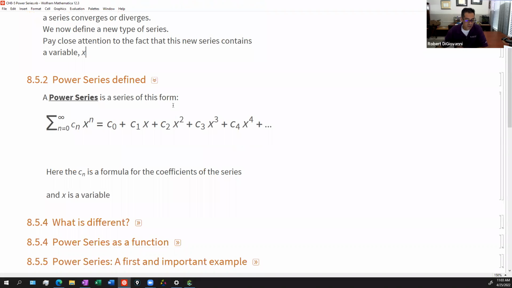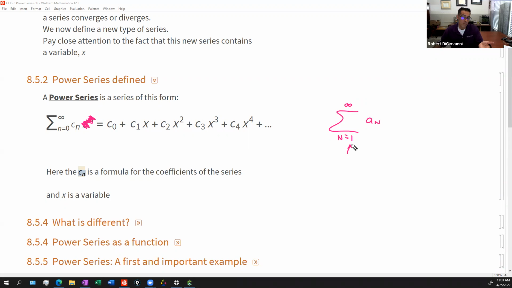A power series is a series of this form. So you have the sum from n equals 0 to infinity, look where it starts, of c sub n times x to the n. Now the c sub n in the formula is what we did last time. In other words, if we were to take the x to the n out, we were looking at series that look like this, the sum from n equals 1 to infinity of a sub n. And we always started at 1, but we're going to start at 0 because, why not?